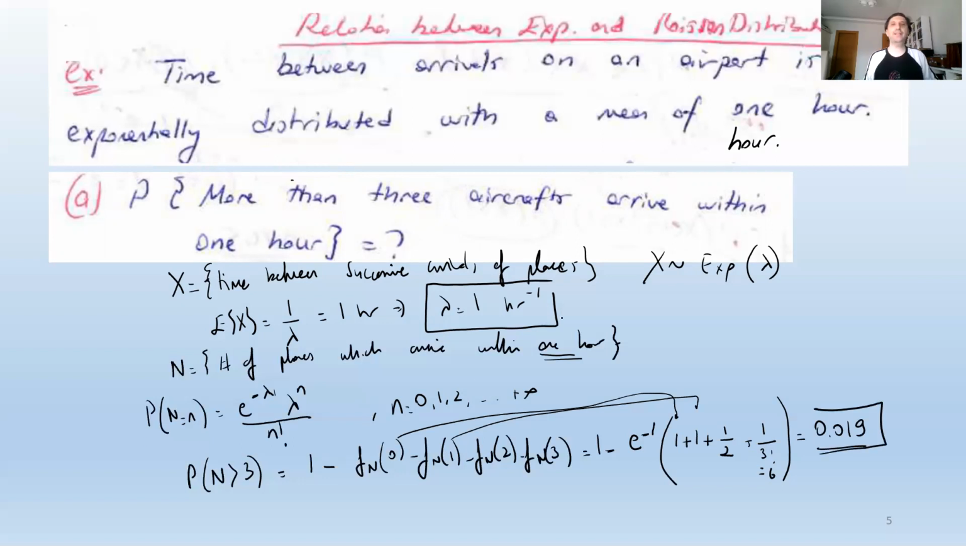This is the probability that 3 aircrafts arrive within 1 hour. Let's check whether this makes sense. Since it is expected for 1 airplane to arrive within 1 hour, 3 airplanes is a pretty large number. So it seems at least plausible that the probability is pretty low.